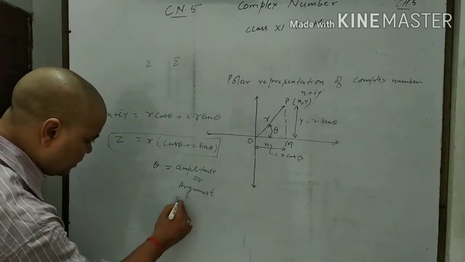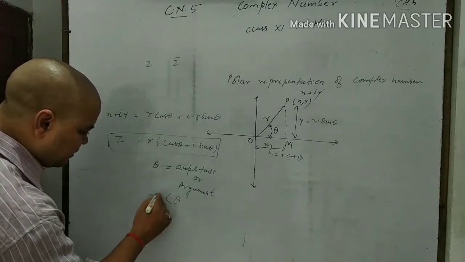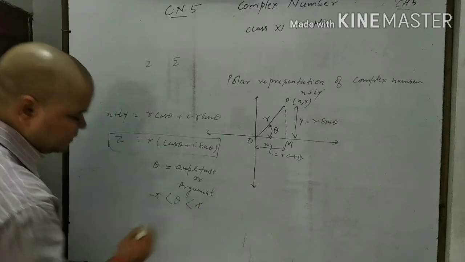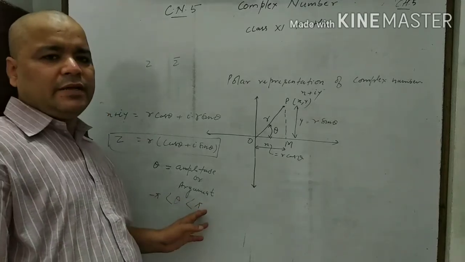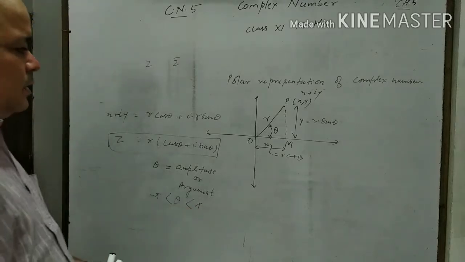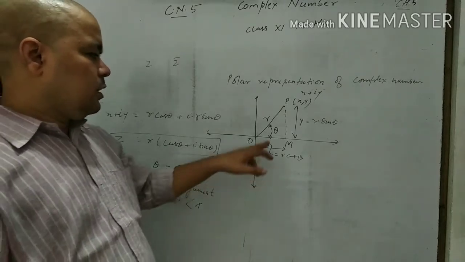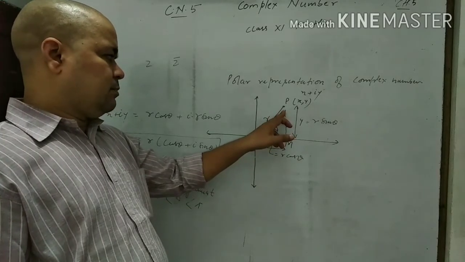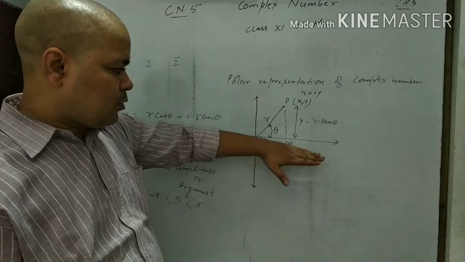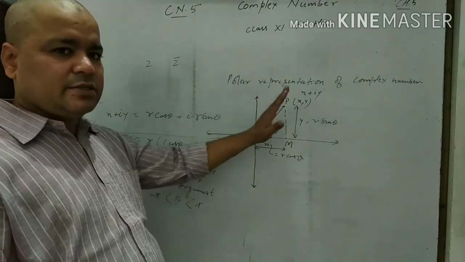And this theta is always greater than -pi but less than pi. The value of theta varies from -pi to pi. Getting? And the OP is measured always from the positive direction of x-axis.